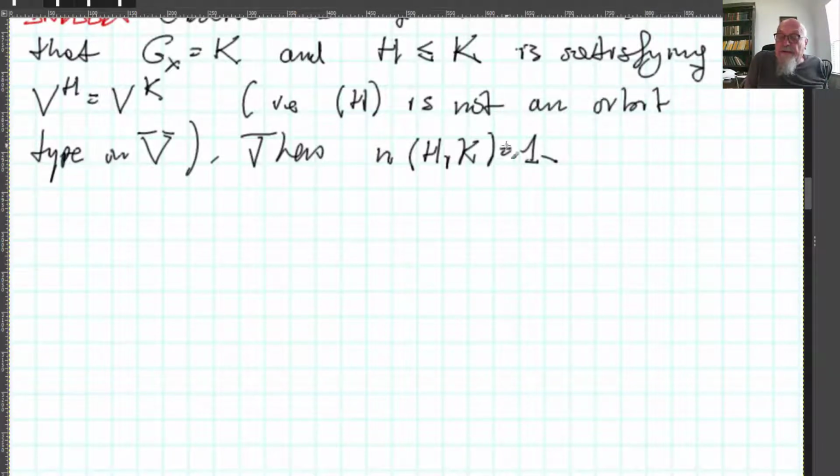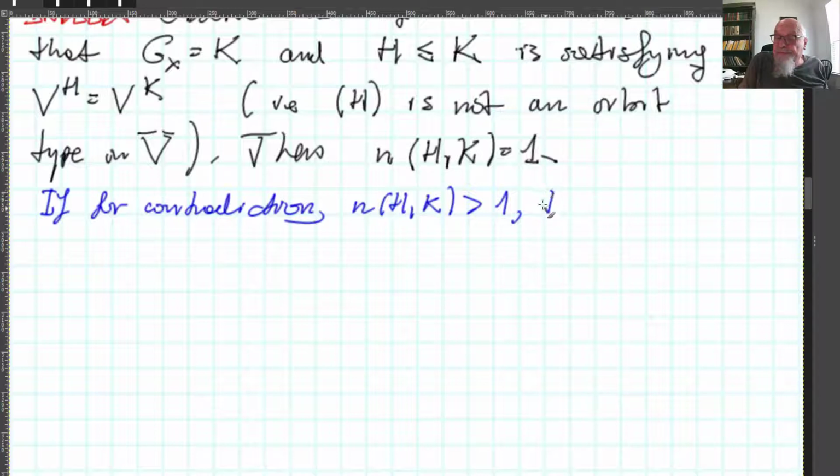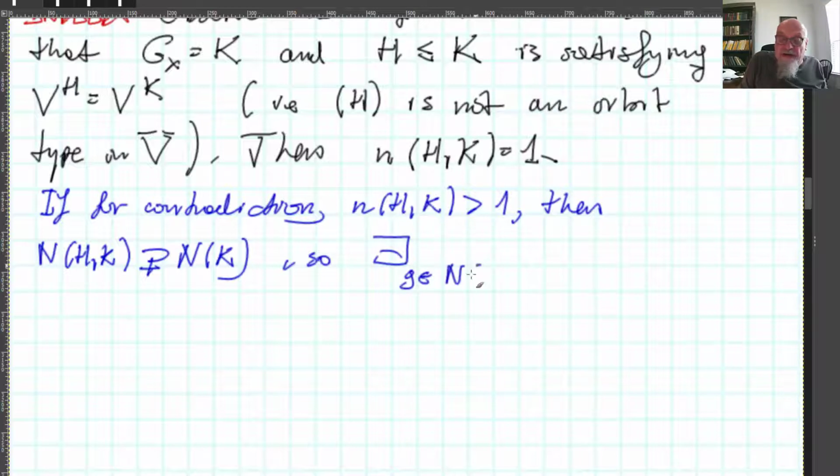So, if this is not equal to 1, then, for contradiction, it is not equal to 1. So that means NHK is actually larger than 1. Then of course capital NHK is containing K, but it is not equal to the normalizer of K. So in our case, there exists a G belonging to NHK satisfying the property that Gx is not belonging to VK.